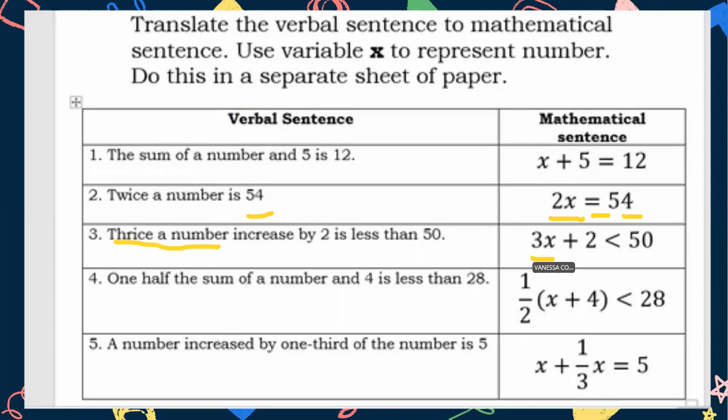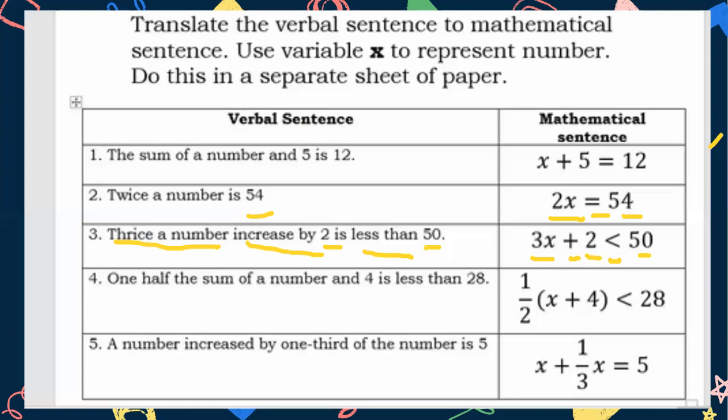Thrice a number. Increase by. When we say increase by, that is addition. So plus 2. Increase by 2. And then less than. Less than is less than. When we say less than, ang open mouth natin papunta sa kaliwa. So that is the symbol of less than 50. Alright, so the mathematical sentence is 3x plus 2 is less than 50.